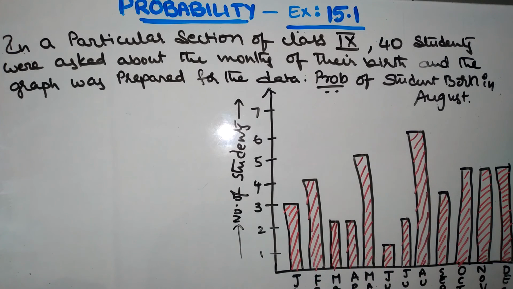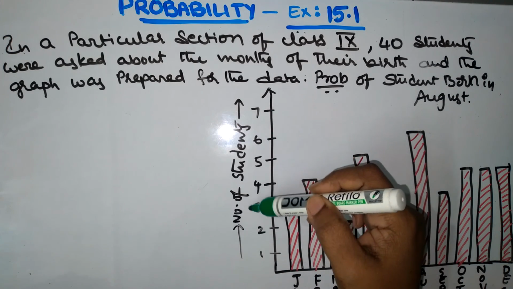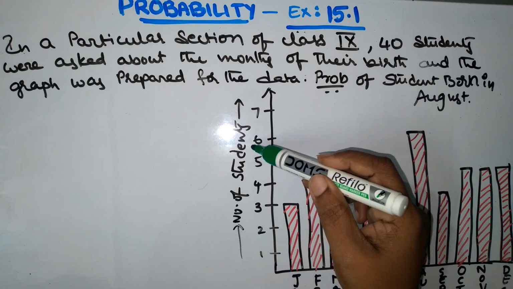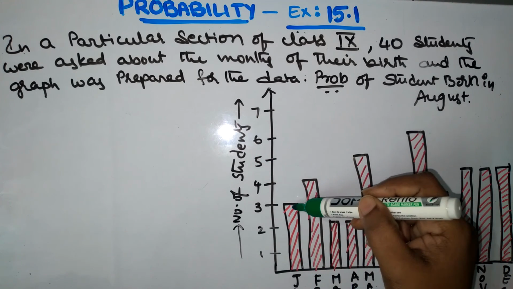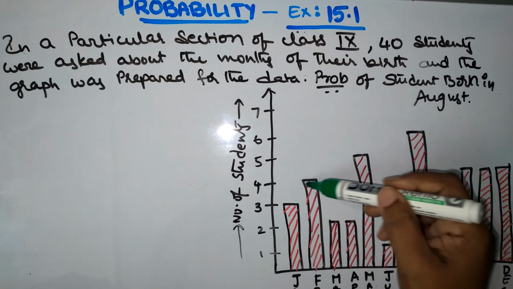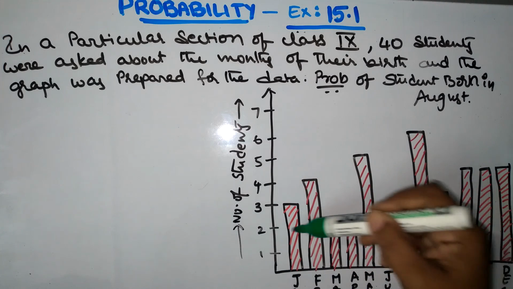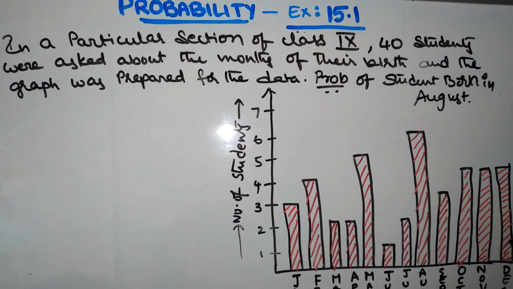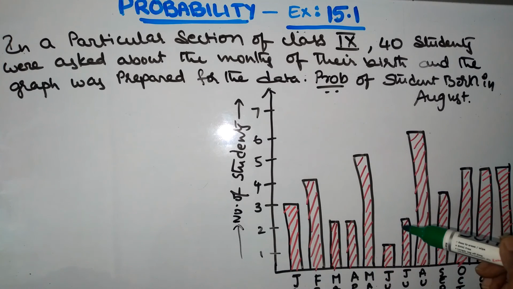Okay, the graph is given here. On the x-axis, we have taken the months of a year, and on the y-axis, we have taken the number of students. Okay, so in the January month, how many students were born? 3 students. In February, 4 students. In March, 2 students. In April, 2 students. Like this, up to December, the number of students and their birth months are considered and a graph is drawn.